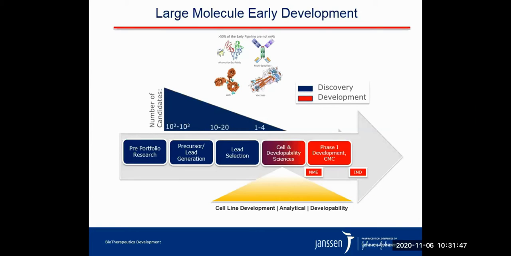The analytical function within CDS uses mass spectrometry to characterize molecules generated during cell line selection activities. These molecules include, as you can see, mAbs, drug conjugates, vaccines, and multi-specific mAbs used in immuno-oncology.